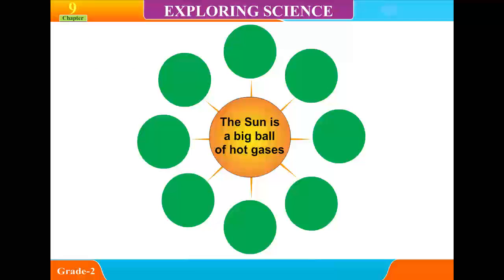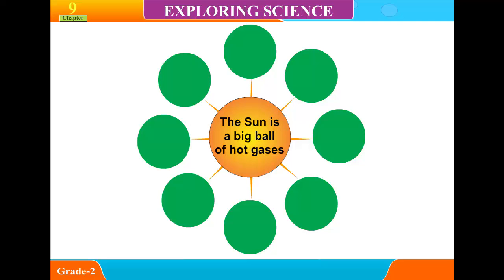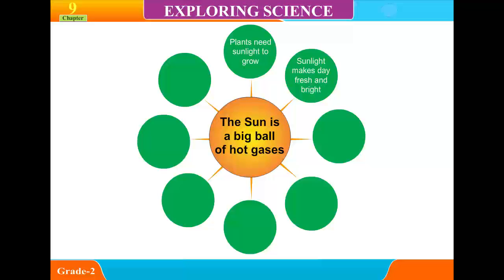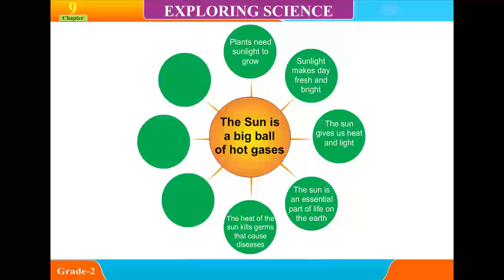The sun is a big ball of hot gases. Plants need sunlight to grow. Sunlight makes day fresh and bright. The sun gives us heat and light. The sun is an essential part of life on the earth. The heat of the sun kills germs that cause diseases.